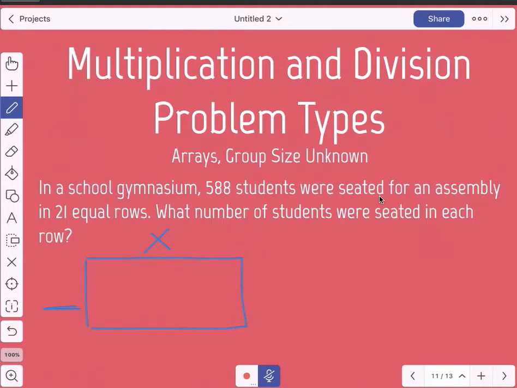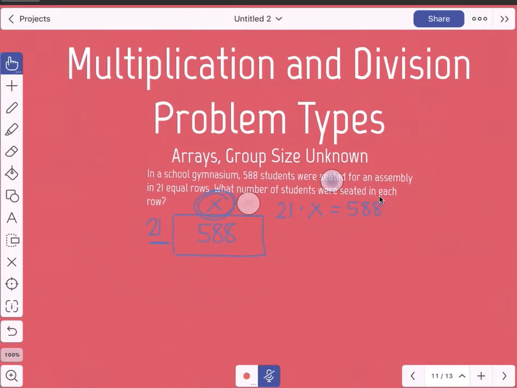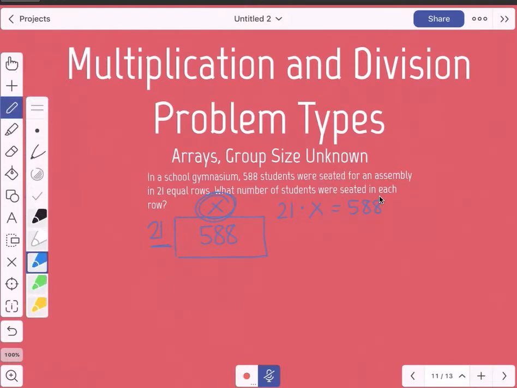Okay, so in a school gymnasium, 588 students were seated for an assembly in 21 equal rows. So 21 rows, 588 students. What number of students were seated in each row? So that's this variable. Okay, so I have 21 times x equals 588. I can solve that by doing 588 divided by 21.